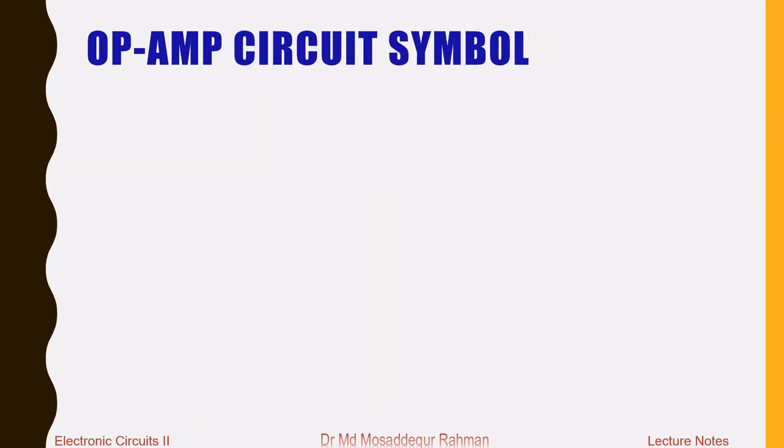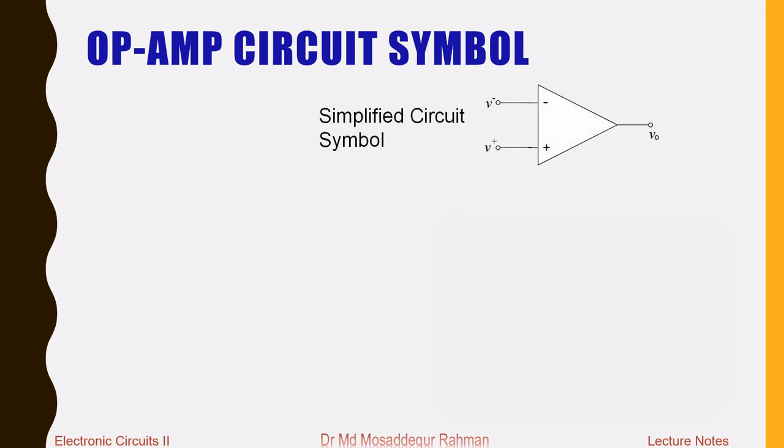So next we discuss the circuit symbol, how the op-amp is represented in the circuit. This is what we call the simplified circuit symbol, which just shows the two input terminals and the one output terminal. You see the triangle, which represents the op-amp, the device. It has the input side on the left and the output side on the right, and on the input side you have two inputs.